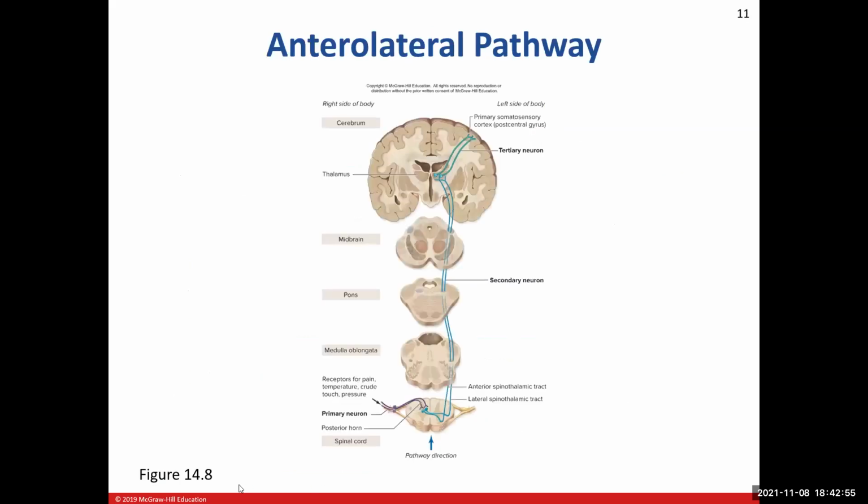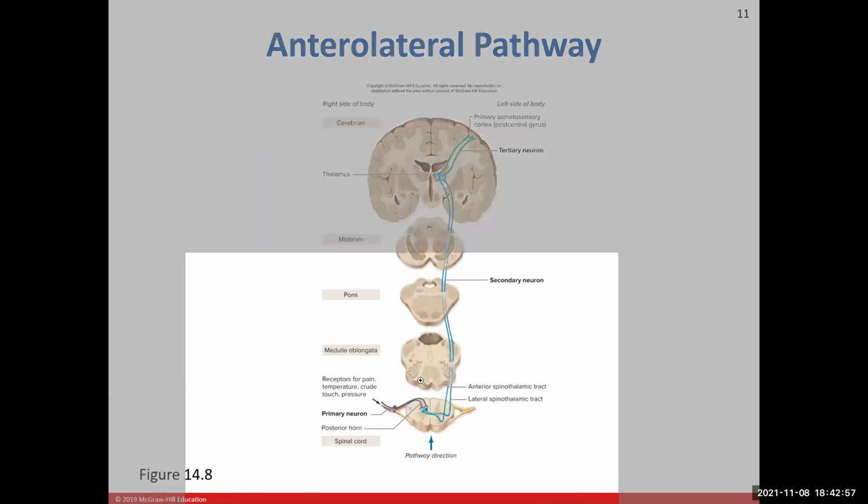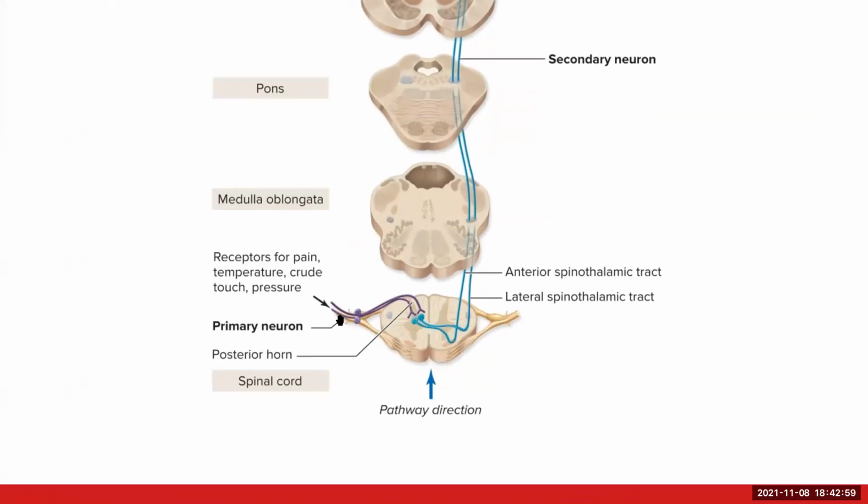So let's take a look. Okay, here's that primary neuron. It's going to carry that sensory input from the periphery. It's going to enter in through the spinal nerve, and then it's going to enter into the spinal cord through the back, through the posterior roots, and then it's going to synapse onto the secondary neuron in the posterior gray horn here. Then that secondary neuron is going to decussate.